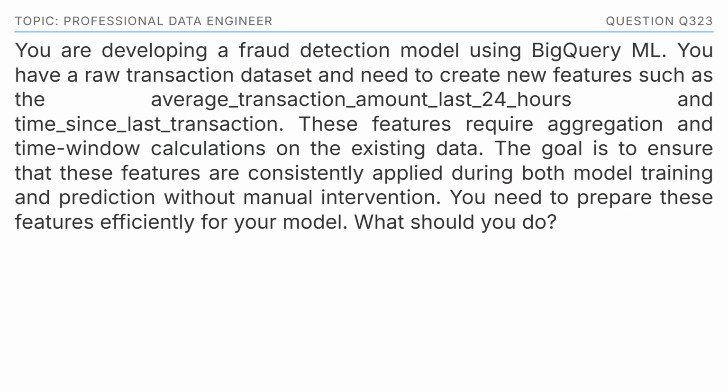You are developing a fraud detection model using BigQuery ML. You have a raw transaction dataset and need to create new features such as the average_transaction_amount_last_24_hours and time_since_last_transaction. These features require aggregation and time window calculations on the existing data. The goal is to ensure that these features are consistently applied during both model training and prediction without manual intervention. You need to prepare these features efficiently for your model. What should you do?